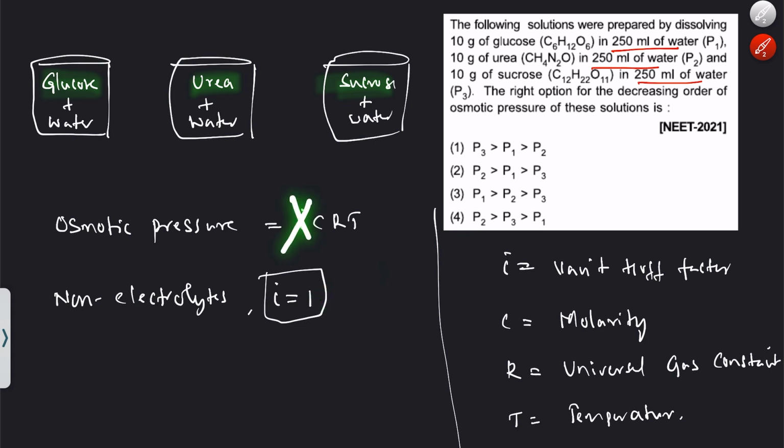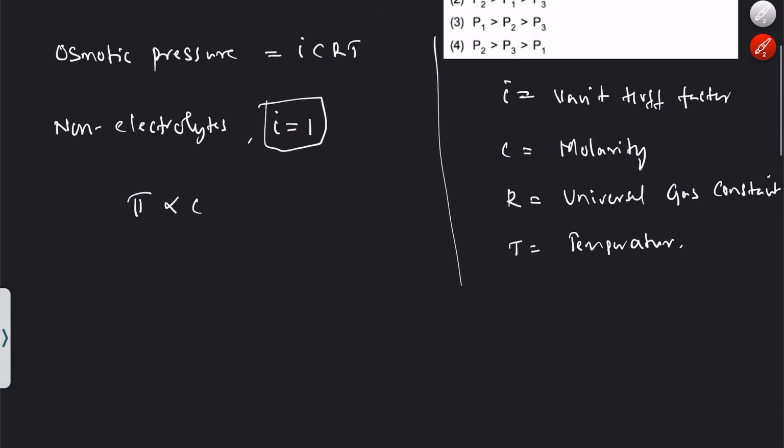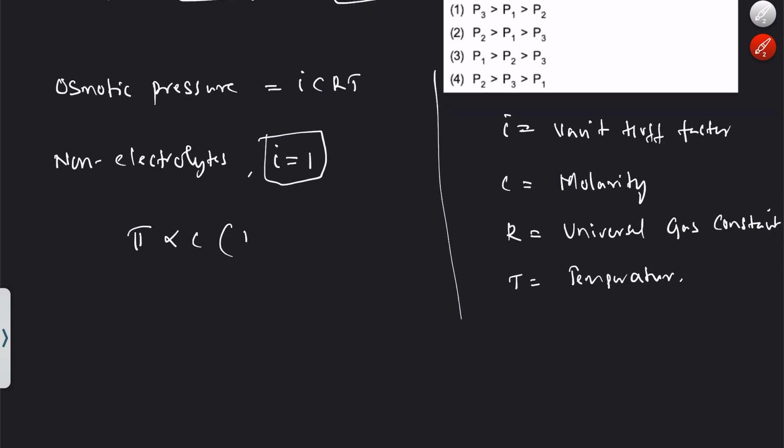So in the formula, we need not compare i for different solutes. Next, R is a constant and it is the same for all the solutions. Temperature is also the same. That means we just need to compare C values, which is a concentration term. That means osmotic pressure is proportional to C. And what is C? C is nothing but molarity.